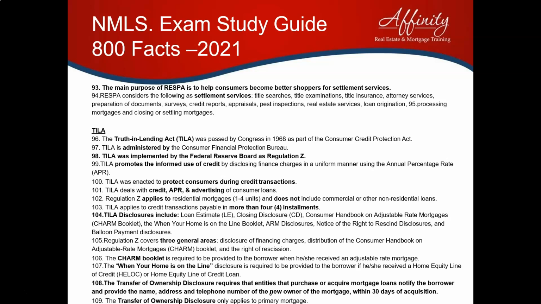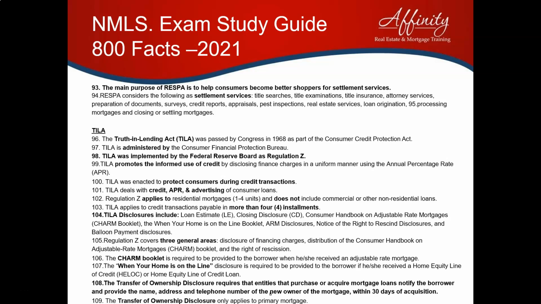TILA disclosures include the loan estimate, the closing disclosure, Consumer Handbook on Adjustable Rate Mortgages, which is the CHARM booklet, the When Your Home is on the Line booklet, ARM disclosures, Notice of the Right to Rescind disclosures, and balloon payment disclosures. Reg Z covers 3 general areas: disclosure of financing charges, distribution of the Consumer Handbook on Adjustable Rate Mortgages, the CHARM booklet, and the right of rescission.